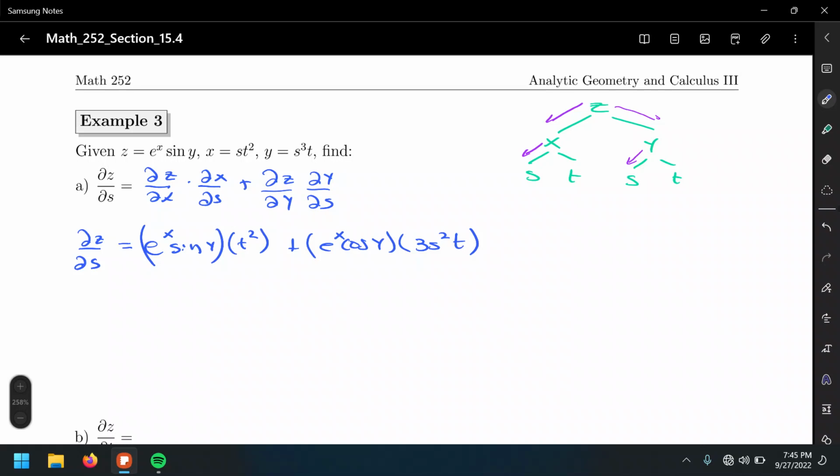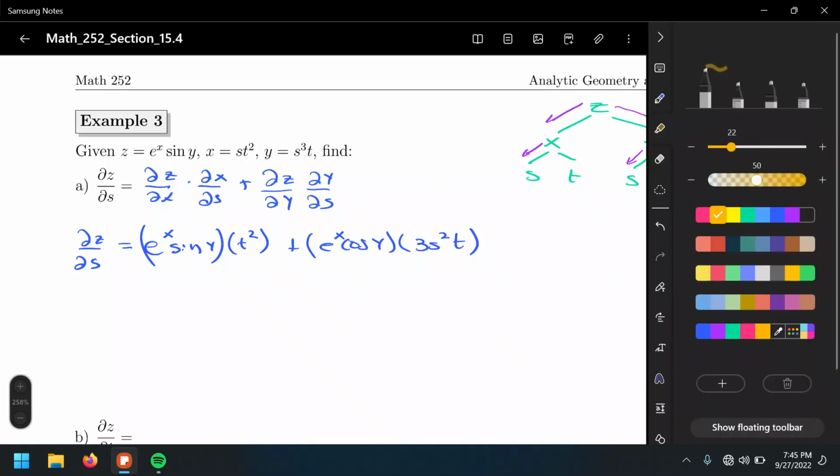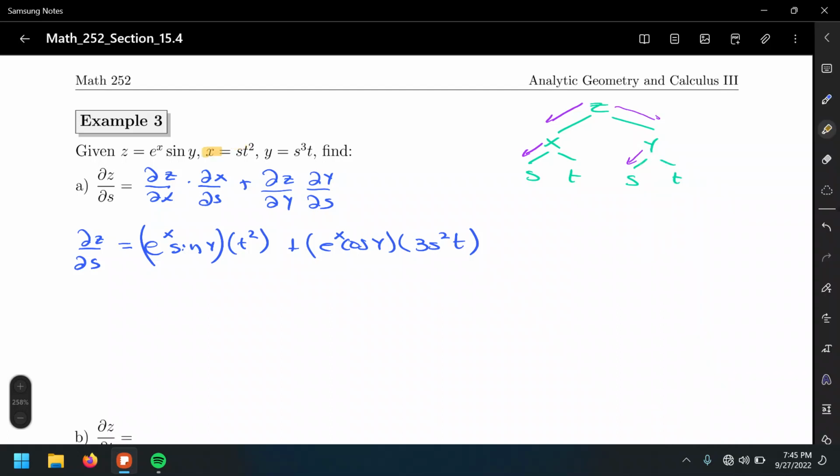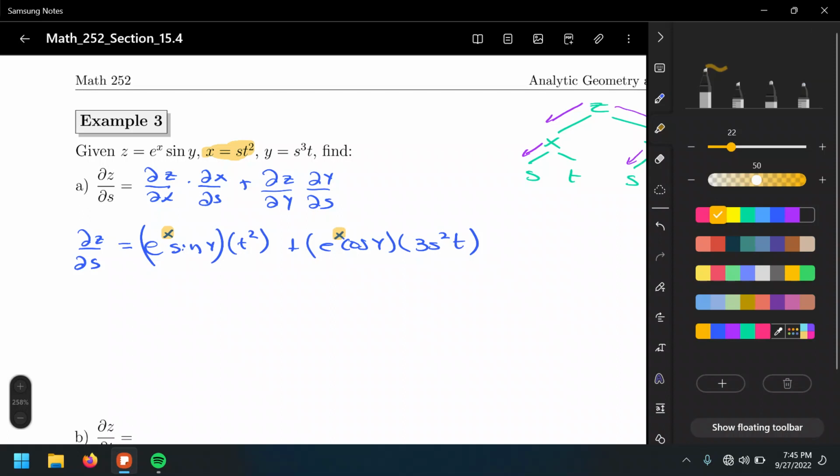That's about it. So the next thing we want to do, now that we're done with finding the derivatives, how about we replace x's and y's where it corresponds? So in this case, x is the same as st squared. It's going to go here and here. And y, which is s cubed t, that's going to go here and here. So let's go about it.